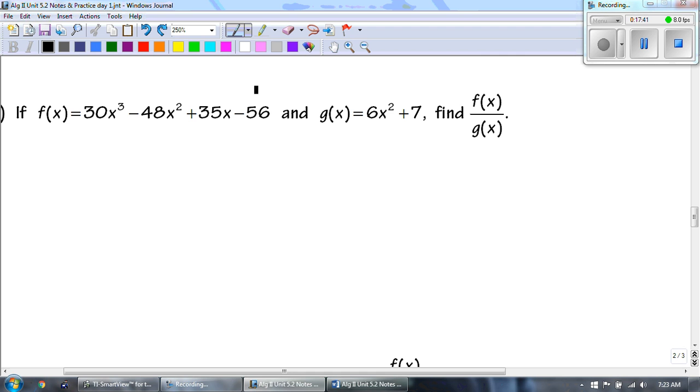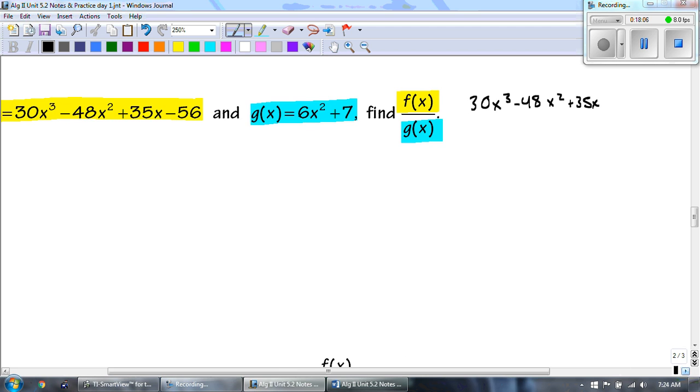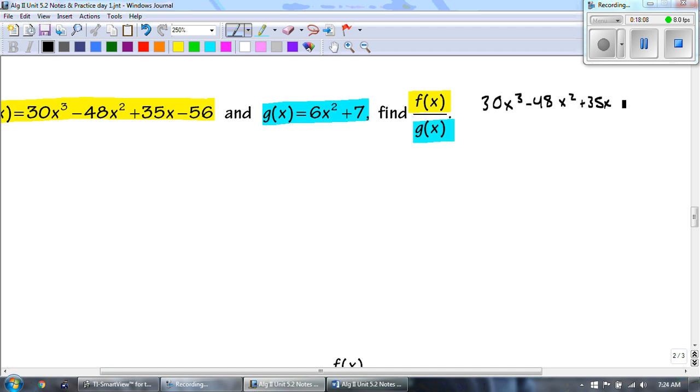So, number 13. If we're still having trouble, remember, f of x goes on the top, g of x is on the bottom. So if I'm writing this out the long way, it's 30x cubed minus 48x squared plus 35x minus 56, and I'm dividing that by 6x squared plus 7.